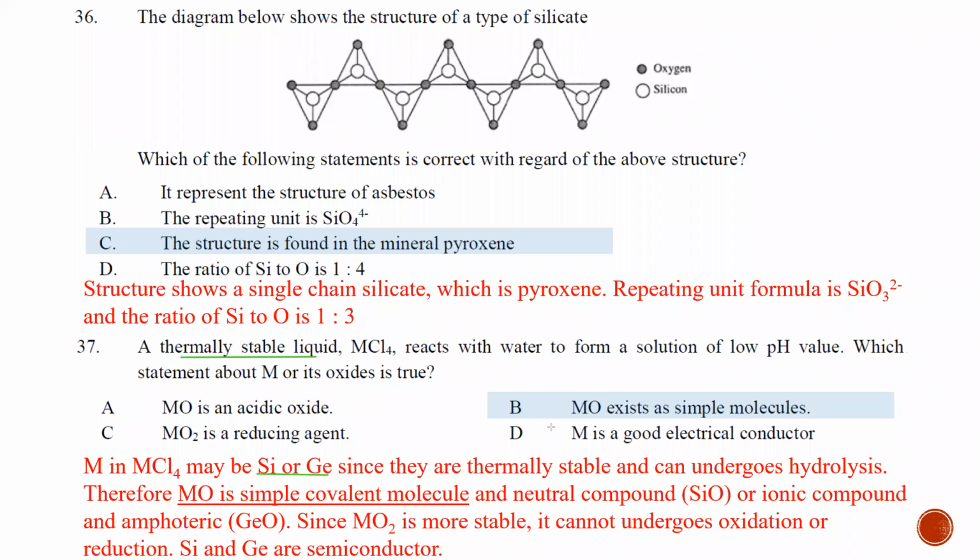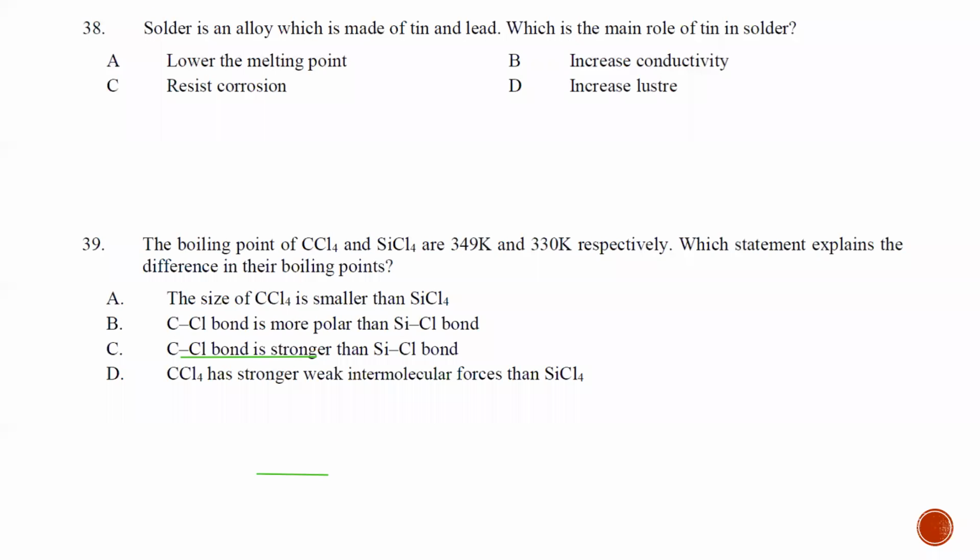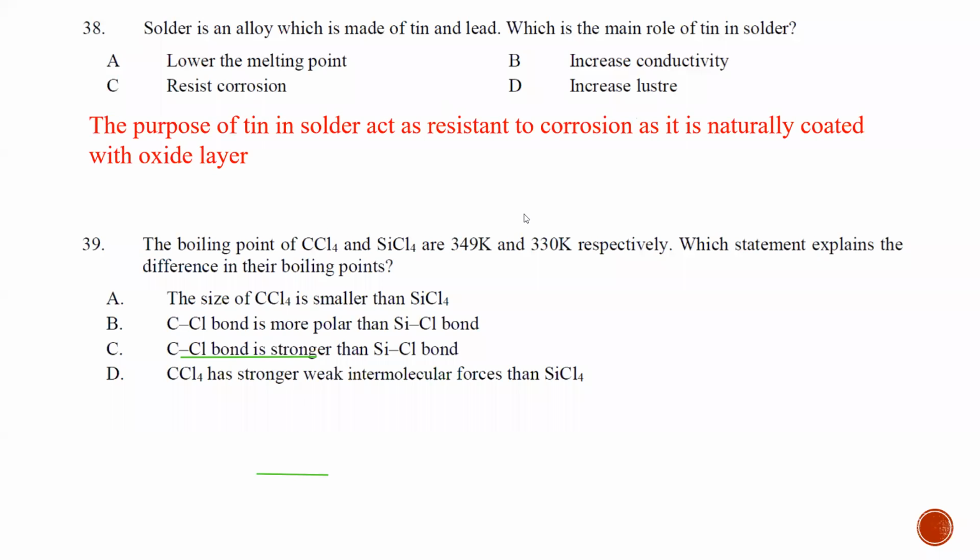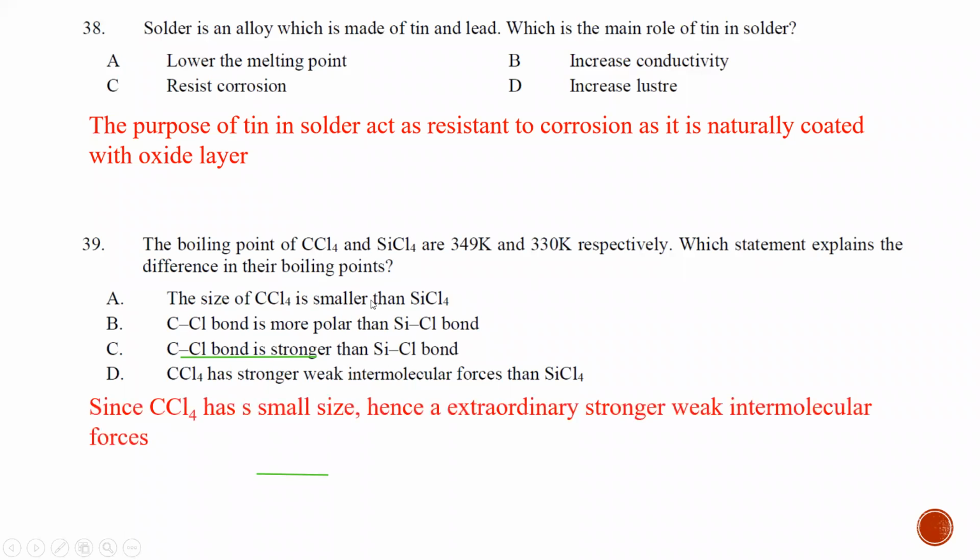Okay, so let's go to question number 38. Solder is an alloy which is made of tin and lead. Which of the following is the main role of the tin in the solder? The purpose of the tin in the solder is to act as resistance to corrosion, and it is naturally coated with an oxide layer. So the best answer for 38 is C.